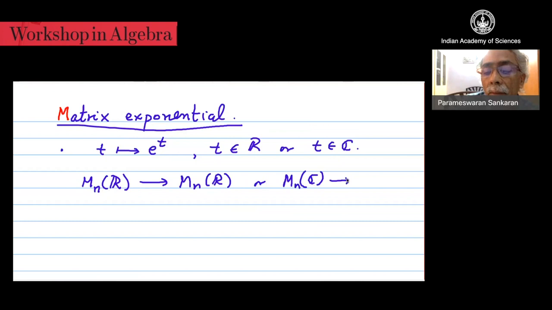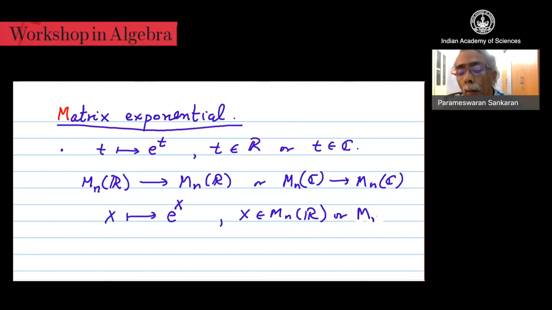And of course, what we would like to do is send a matrix x to a matrix which will be denoted e to the power x. It will have the obvious meaning. And so the formula is the same, whether x is in M_n(R) or in n by n matrices over C. Okay.